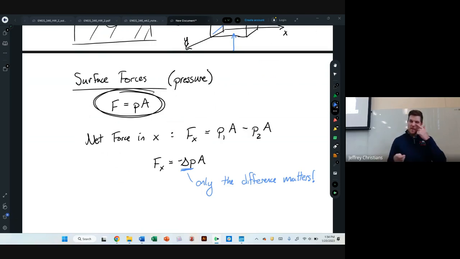Which maybe makes sense if we think about it, but we'll think about it again. This is why if you're an angler fish and you live at 2,000 meters under the ocean, the pressures there are enormous, but you don't care because your inside and the outside are at the same pressure. So you don't feel anything different. It's only when you have a big pressure on one side and a small pressure on the other that anything matters. If you have a big pressure here and a big pressure there, they cancel each other out and it doesn't matter.